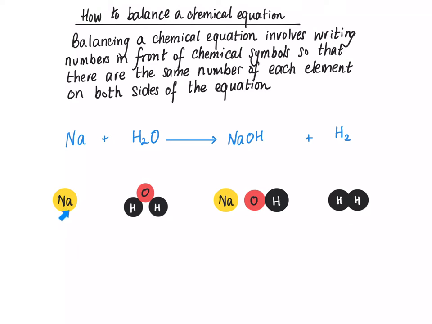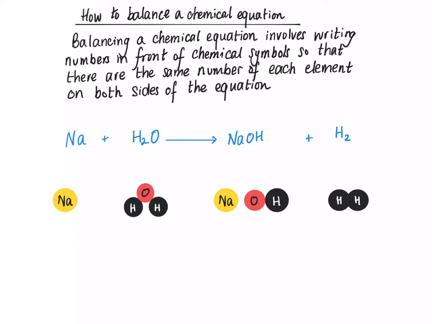If we go through and represent each element as a circle, we've got 1 sodium, and we've got H2O, which is 2 hydrogens and 1 oxygen. Sodium hydroxide is 1 sodium, 1 oxygen, and 1 hydrogen, and H2 is 2 hydrogens.